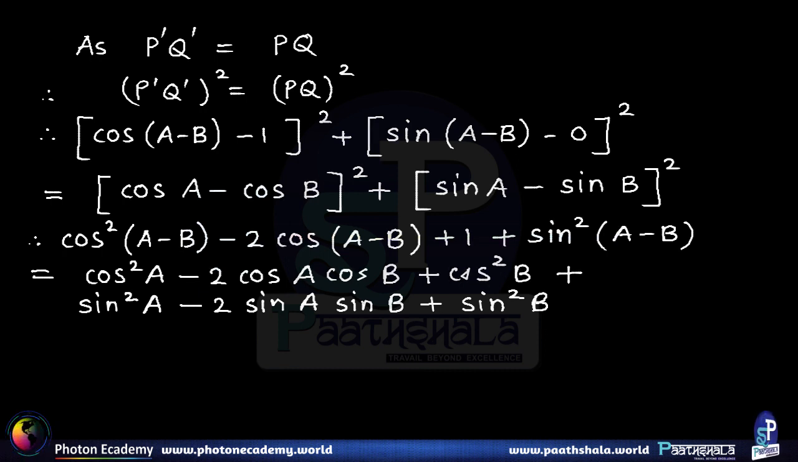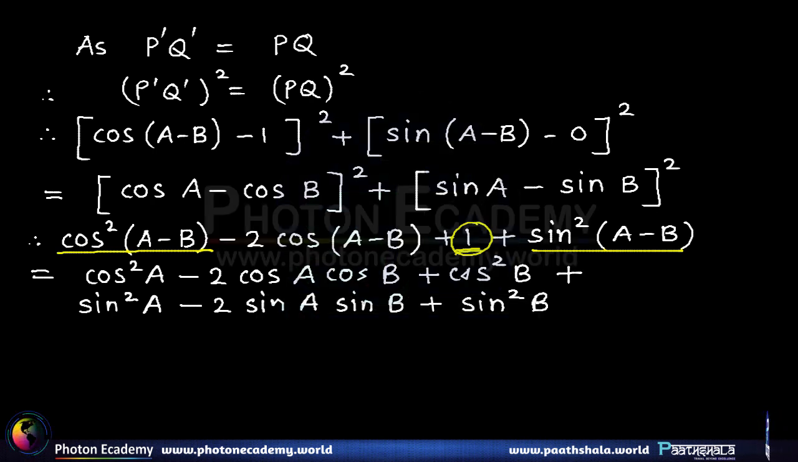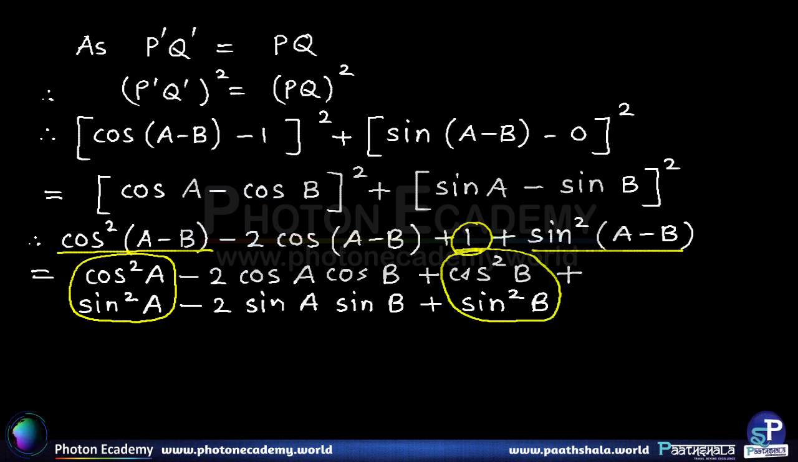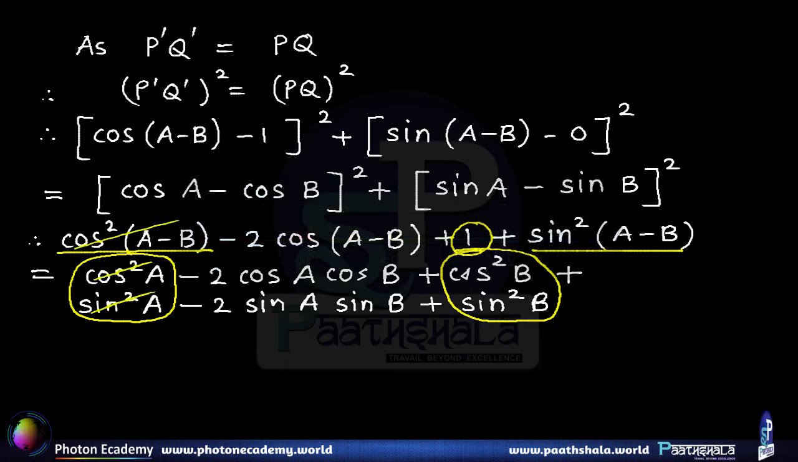If we look at the terms cos square (A minus B) plus sin square (A minus B), that gives us 1. That one and another one on the left side gives us 2 as a net constant term on the left side. On the right side we have the terms cos square A plus sin square A giving us 1, and similarly cos square B plus sin square B also giving us 1. So 1 plus 1 becomes 2. So effectively all these terms can be cancelled as shown here. Now in the remaining terms you see that minus 2 also can be cancelled on both sides.